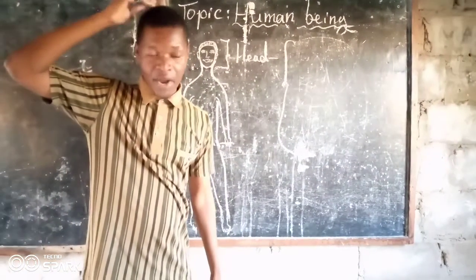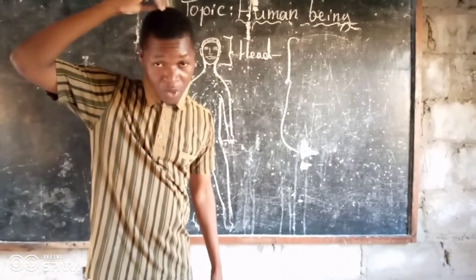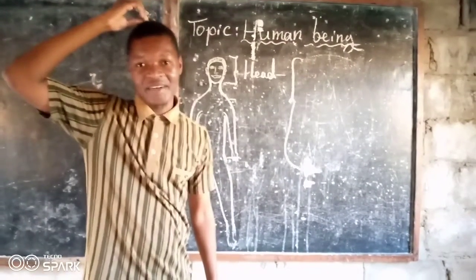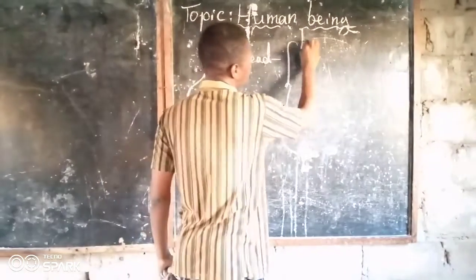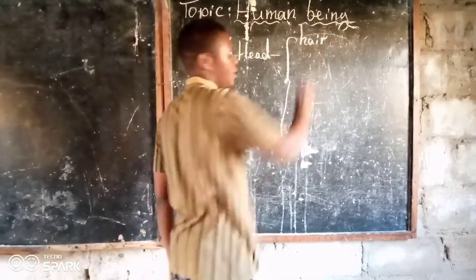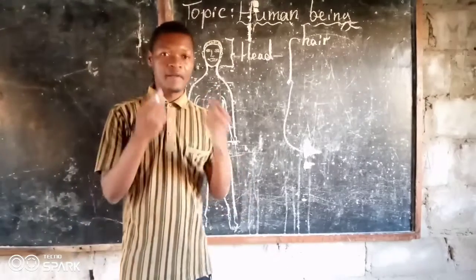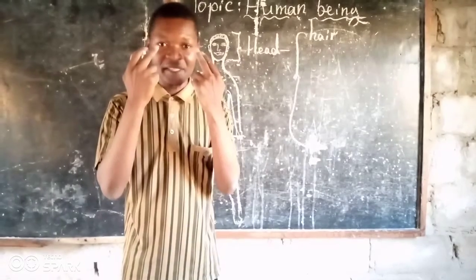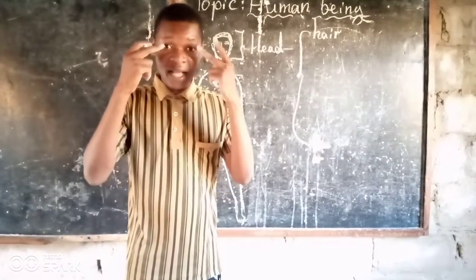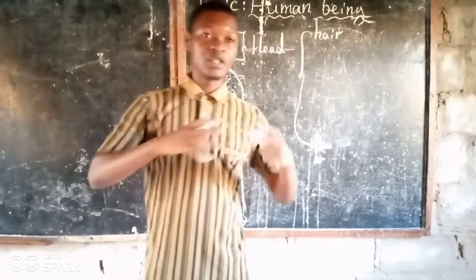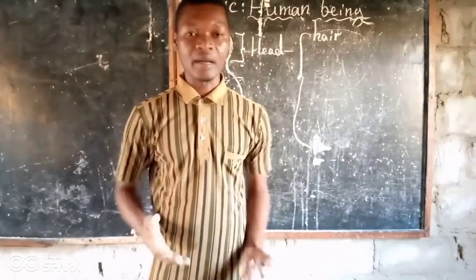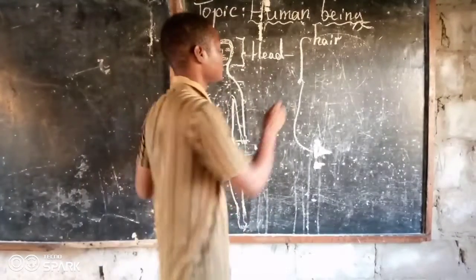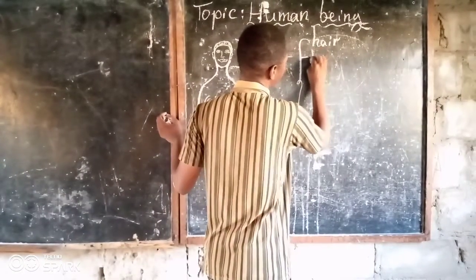In the head we find hair. This is hair, right? We call it hair. Okay, we write hair. And then we have eyes. Let us say eyes, eyes. This is eyes, the thing that allows us to see many things, to see another person, to see objects. We call it eyes.